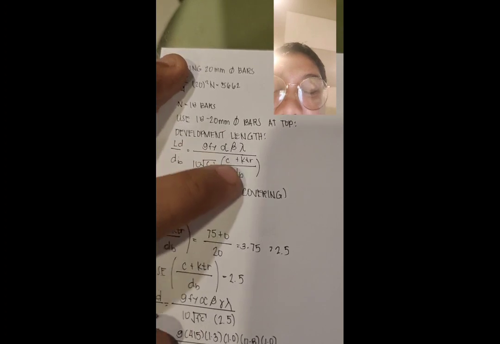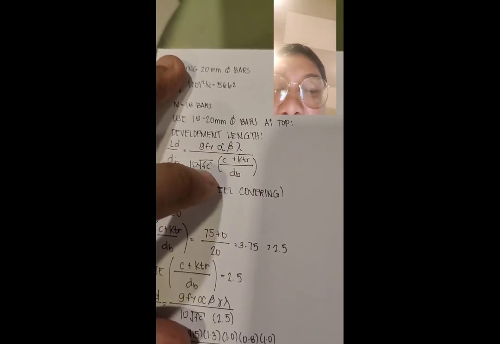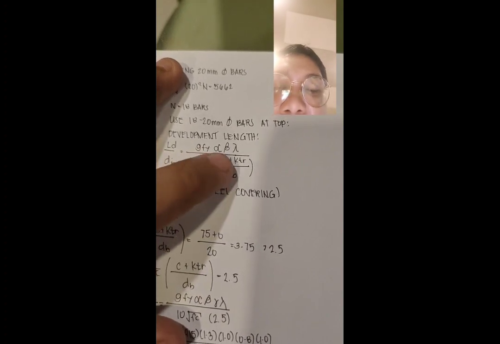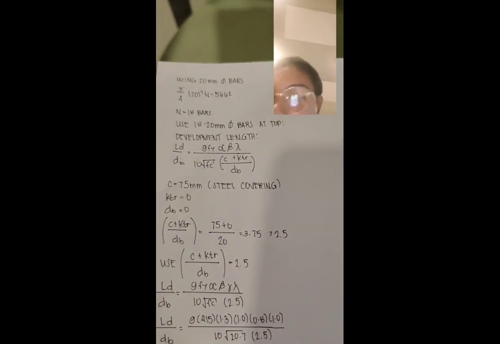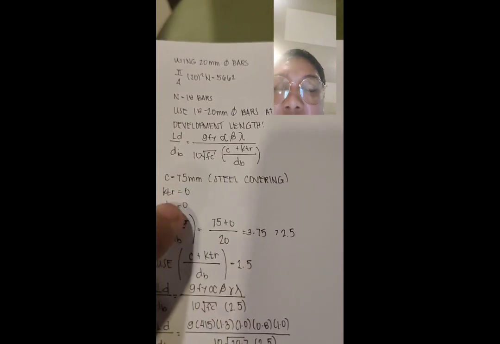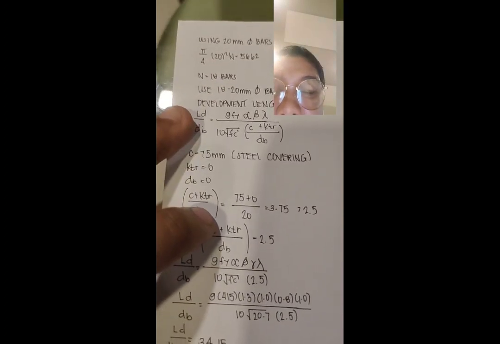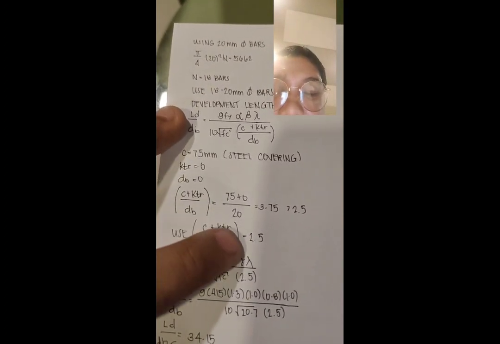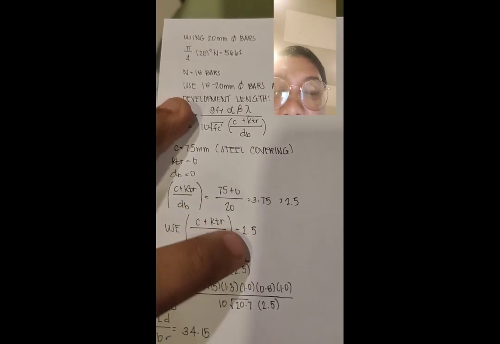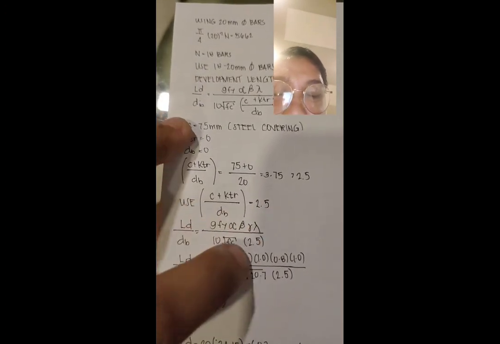So, development length, Ld over db is equal to 9 Fy alpha beta lambda all over 10 f'c square root times (c plus Ktr) all over db. The c here is 75 mm, still covering. And Ktr and db is 0. Therefore, (c plus Ktr) over db is equal to 75 plus 0 all over 20, which is 3.75, greater than 2.5. So, we use this 2.5.